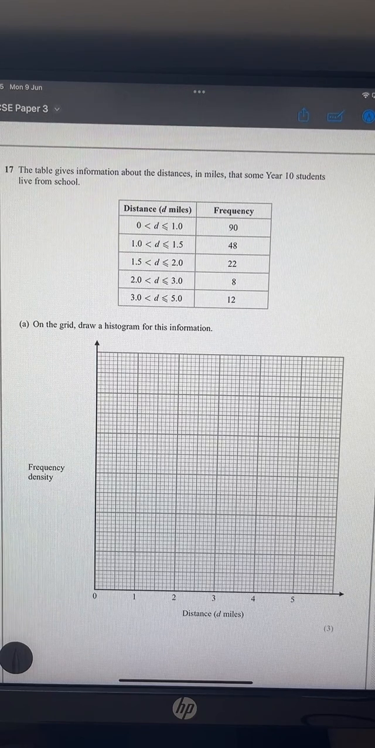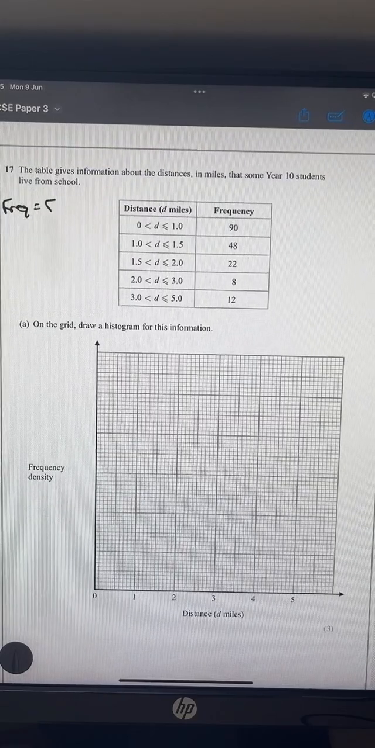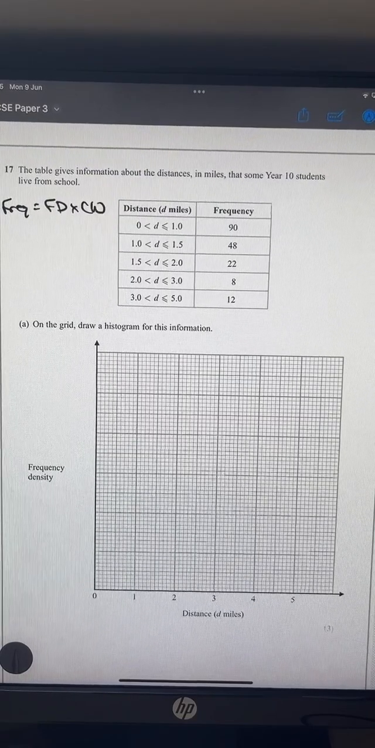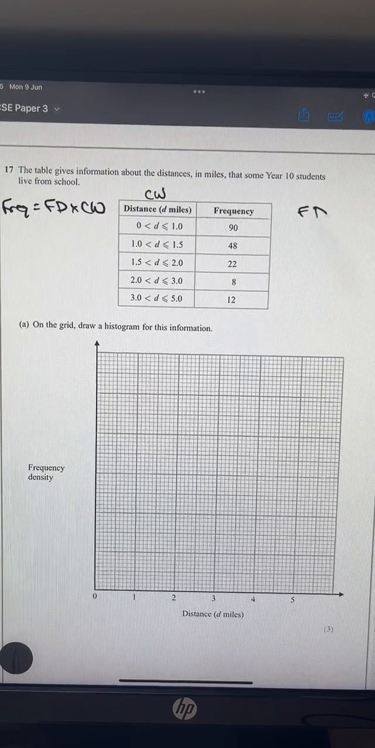There is a formula you need to remember for histograms. As soon as you see the word histogram, write out this formula. The way I did it was frequency equals FD times CW. The single word is equal to the two double words multiplied by each other. So frequency density times class width. All right. So I know that the frequencies are given in this table, and I know that we can figure out the class widths from these. So I'll just put CW up here. What's missing? FD, frequency density.